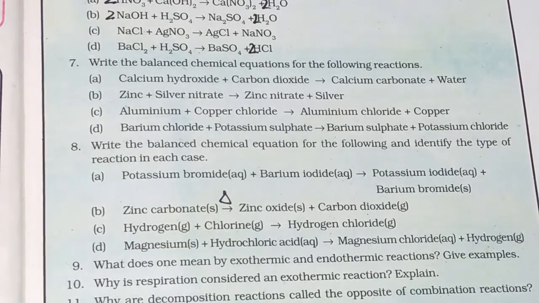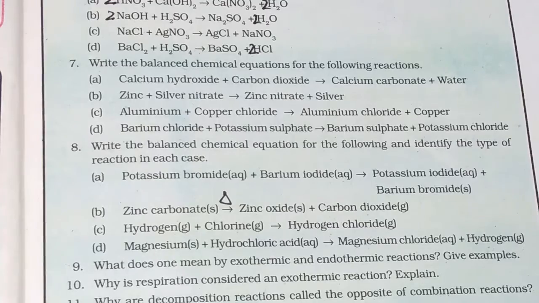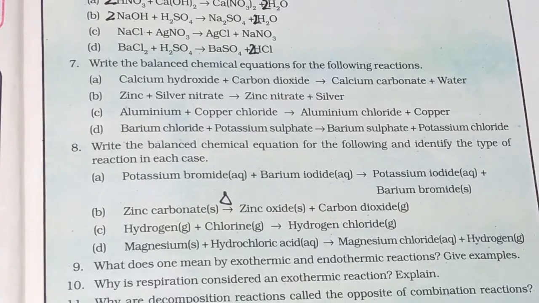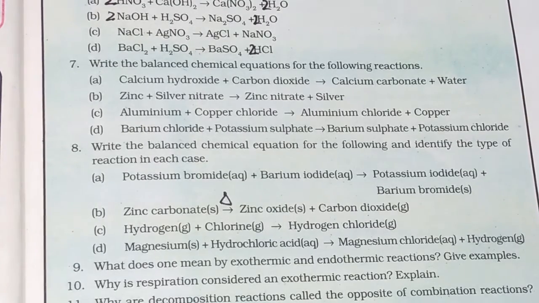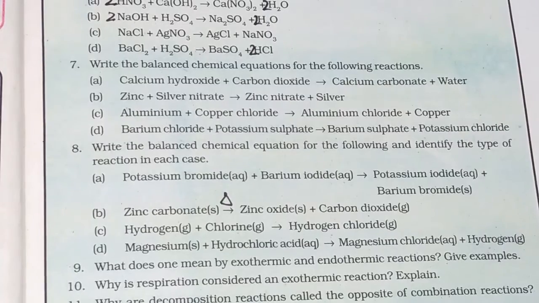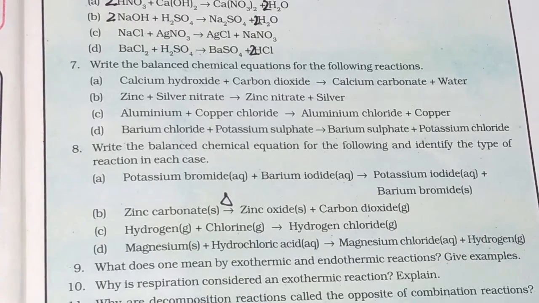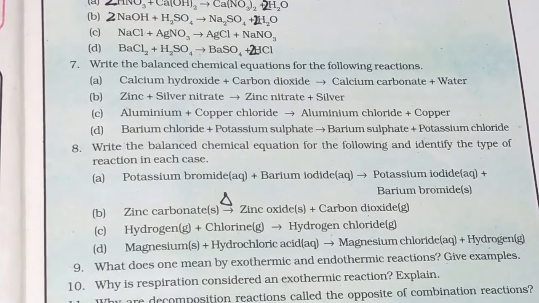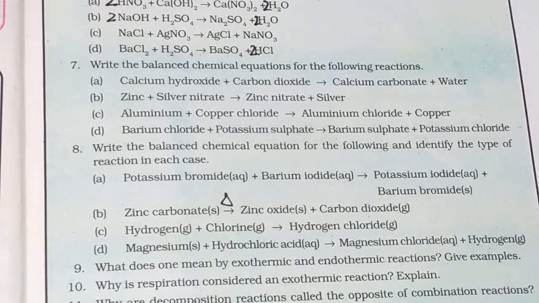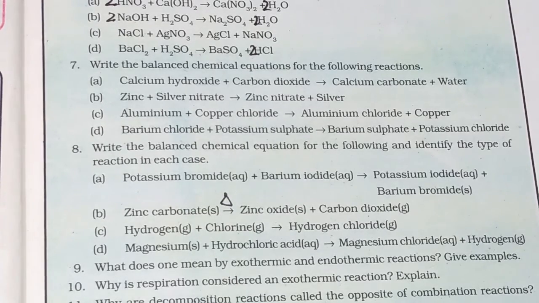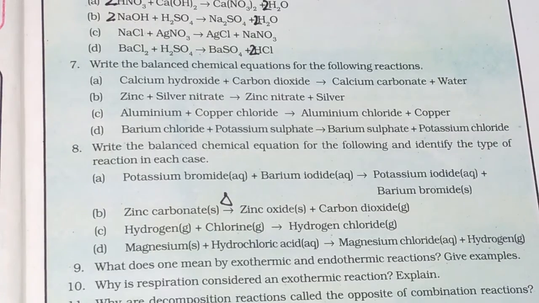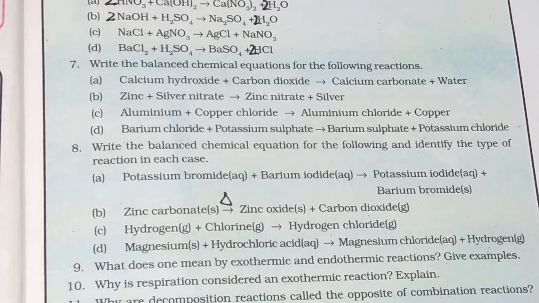So here we were discussing the NCERT solutions of our chemical reactions and equations, which is there in our NCERT 10th class. Already 8 questions we have completed in previous sessions. You can see the videos, they are already posted in this YouTube channel. So ninth question we have, what does one mean by exothermic and endothermic reactions? Give examples. Let us see the answer for this.